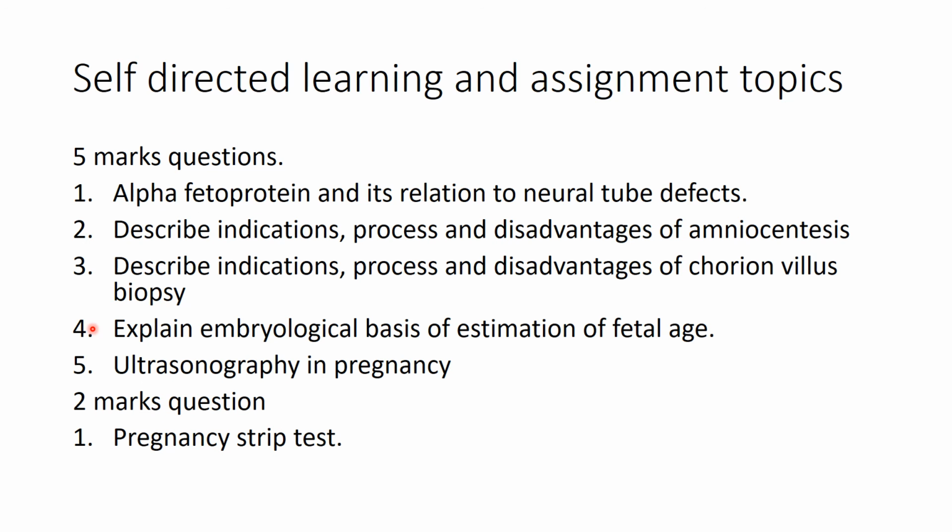These are the topics I am giving you, which you have to study and write down the answers for. Under 5 marks questions, you have the following. Number one, alpha fetoprotein and its relation to neural tube defects. Question number two, describe the indications, process, and disadvantages of amniocentesis. Third, describe indications, process, and disadvantages of CVS, also called chorionic villus sampling or biopsy.